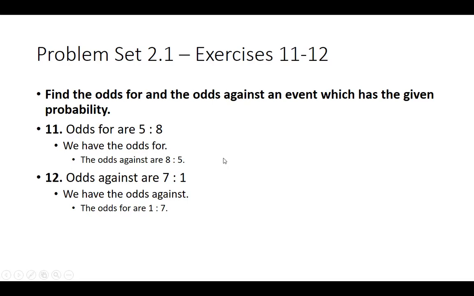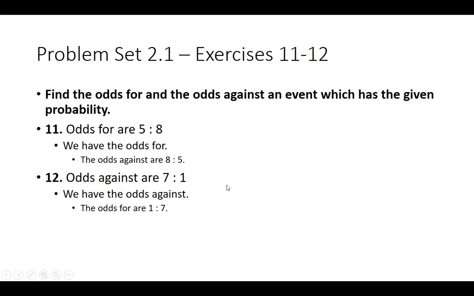The directions change up here with number 11. We want to find the odds for and the odds against an event which has the given probability. So instead of giving us probability, it's giving us odds for. So we already have that. The odds for are 5-8. The odds against would be 8-5. Remember, odds for and odds against are reciprocals of each other. We just switch the numbers around. So if the odds for are 5-8, then the odds against are 8-5.